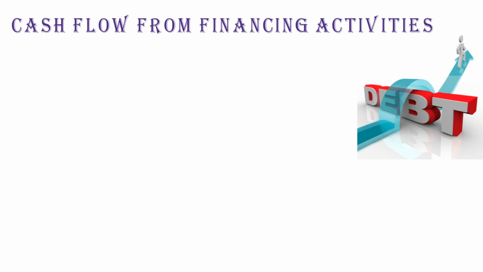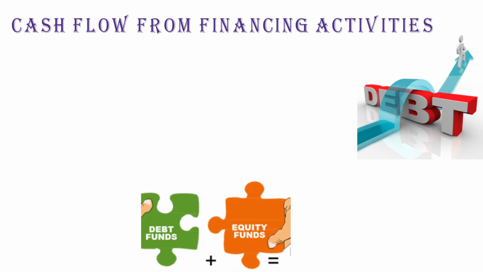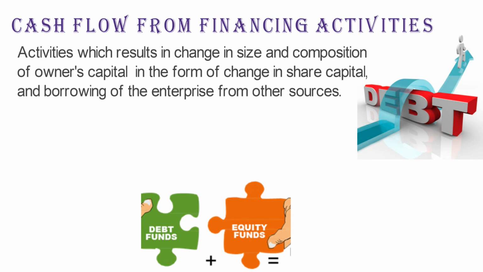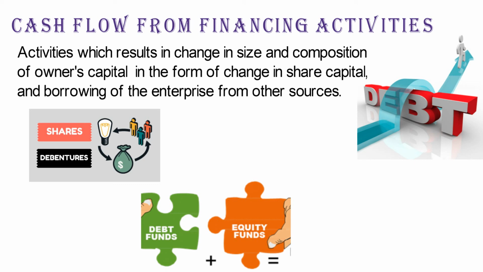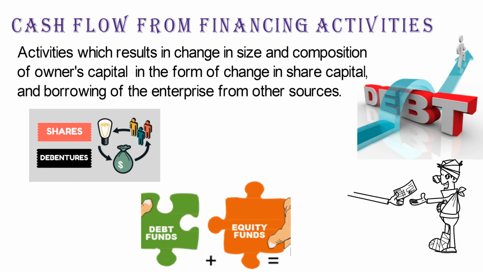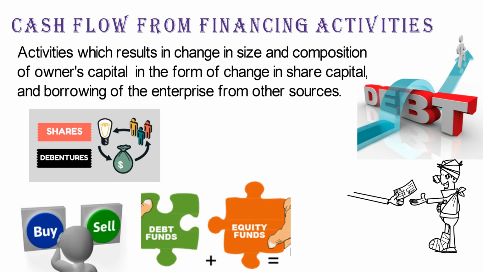Financing activities define how a business or enterprise is financed. Financing a business could be in the form of owner's own equity or borrowings from outside parties. Thus, financing activities are activities which result in change in size and composition of owner's capital in the form of change in share capital and borrowings of the enterprise from other sources. Examples of cash flow from financing activities could be proceeds from issue of shares or debentures, proceeds from acquisition of additional borrowings from the bank, payment for buyback of equity shares, or repaying the amount of borrowings.